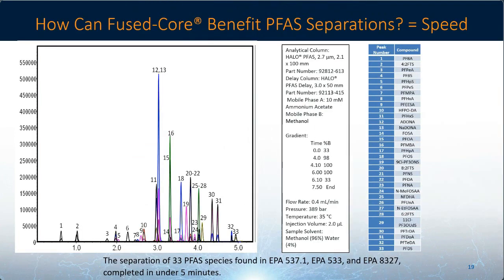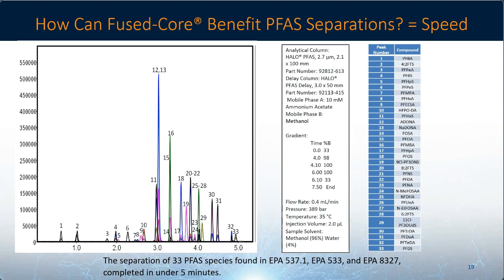So how can fused core technology benefit PFAS separations? Well, in a word, speed. We're thinking now about the present, but in the future, things are going to get faster. High throughput will be king. It's where we're all going, and it's going to continue to evolve that way. Mass spectrometers are going to get faster, with more scanning speed, so people will want faster analysis times.